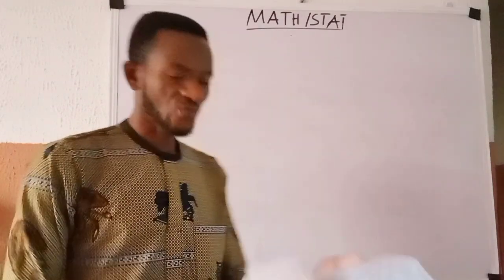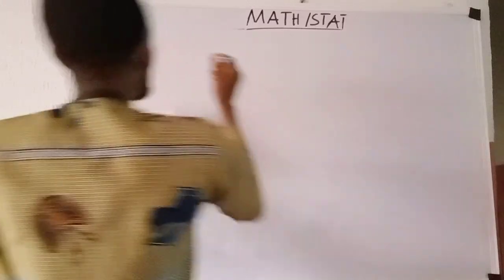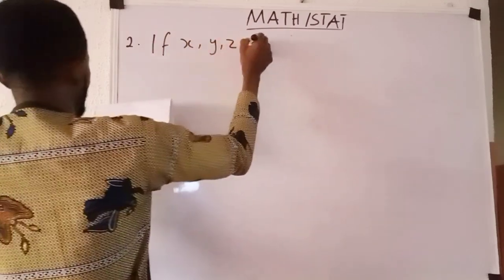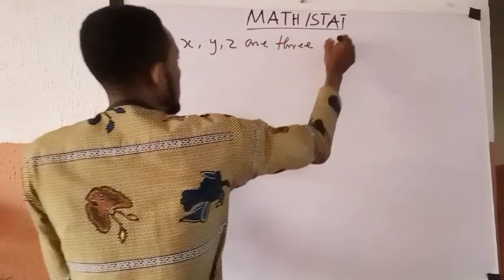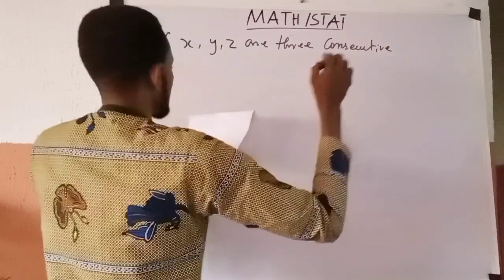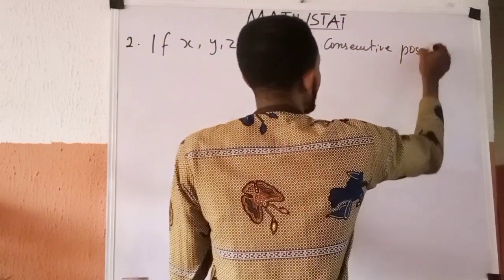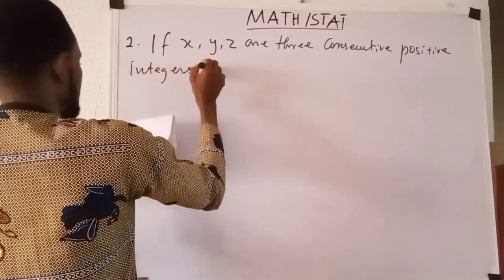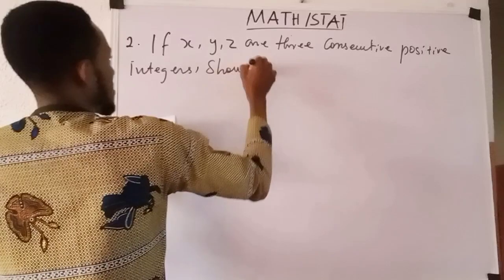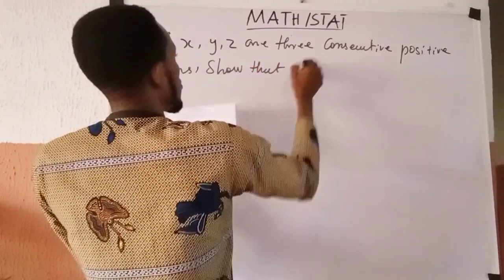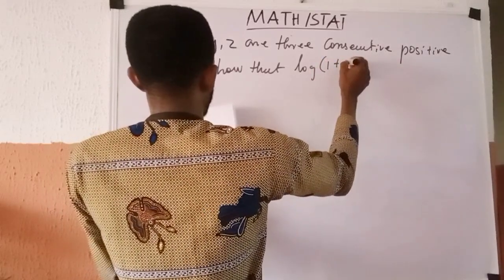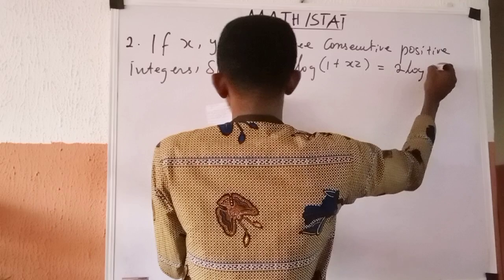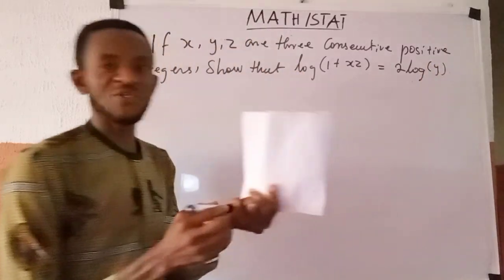Question number 2 says, if x, y, z are three consecutive positive integers, show that log of 1 plus xz equals 2 log y. That is the question.